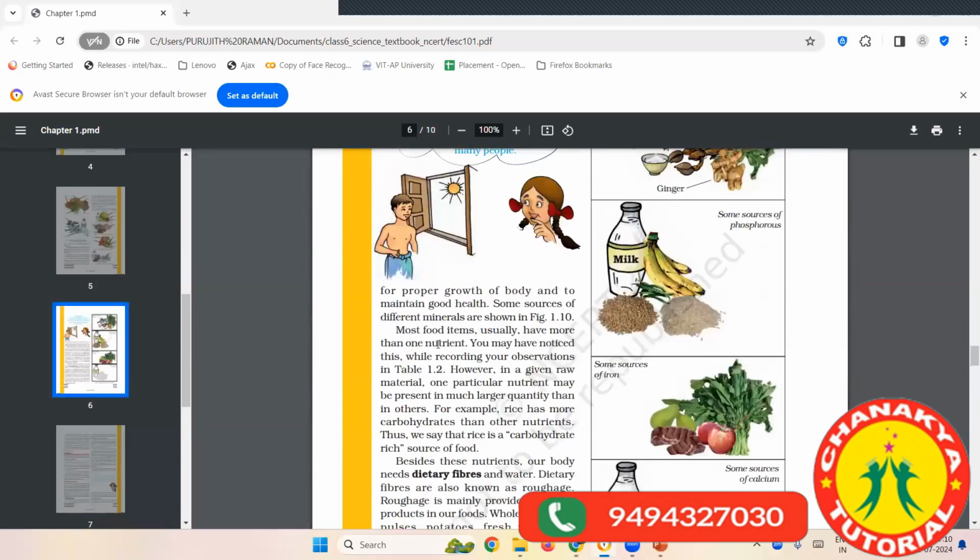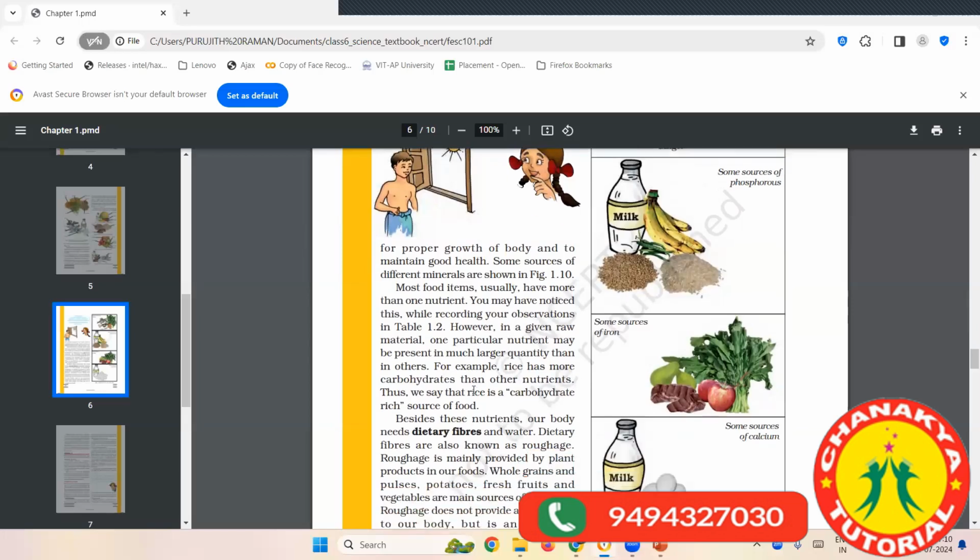Most food items usually have more than one nutrient. We know that, right? Most of the food items have more than one nutrient. You may have noticed this while recording your observations. However, in a given raw material, one particular nutrient may be present in much larger quantity than the others. For example, rice has more carbohydrates than other nutrients. Thus, we say that rice is a carbohydrate-rich source of food.